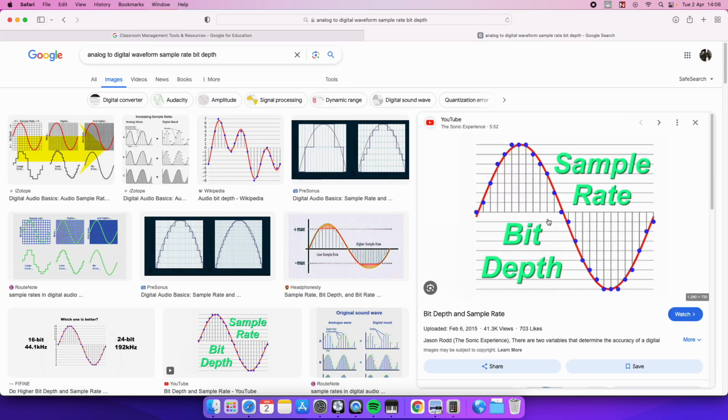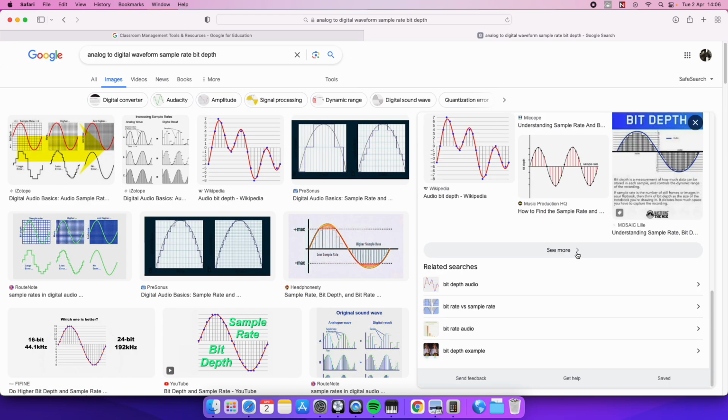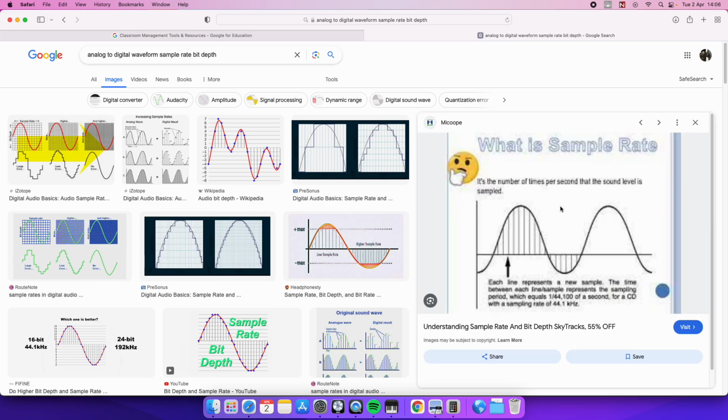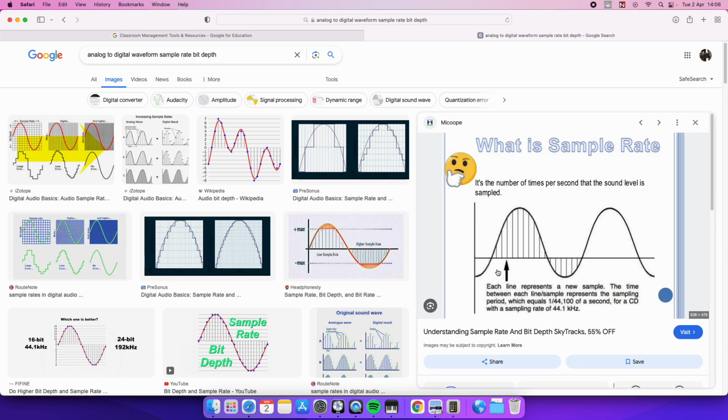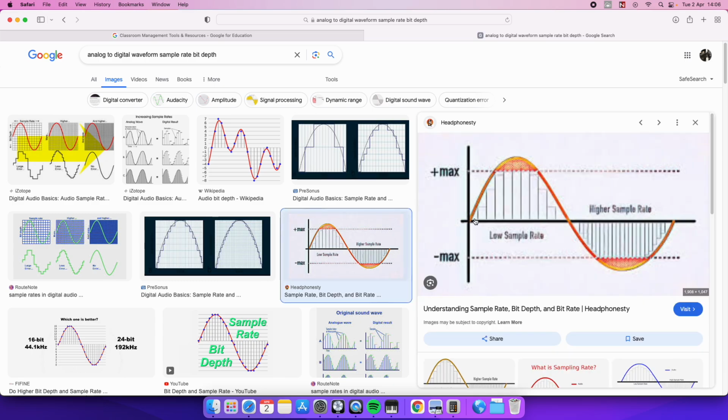Sample rate, bit depth. There's lots of lovely videos on it, lots of explanations. Each line represents a new sample. The time between each sample represents the sampling period. And then the bits of data that go down it is the bit depth. So here's a low sample rate. Oh my god, grainy. Low sample rate, higher sample rate. You see we've got more snapshots as the waveform progresses.